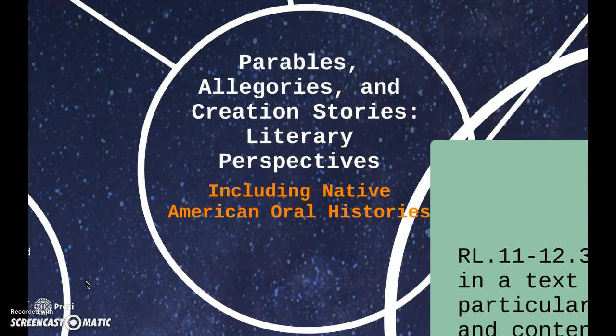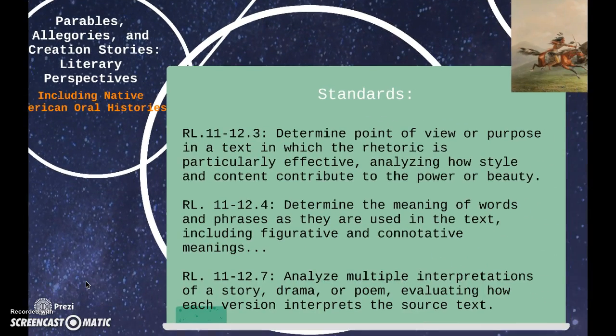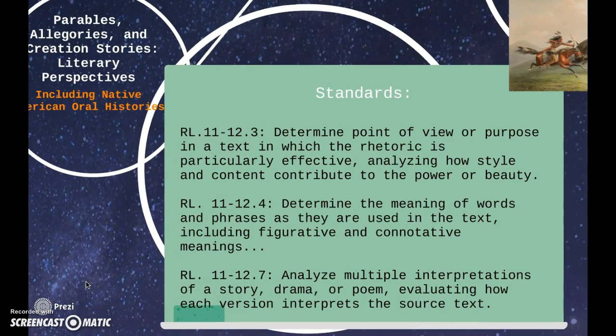So I'm going to give a brief overview of what the lesson might look at, and then I'll go into the understanding. So I have here parables, allegories, and creation stories, literary perspectives, including Native American oral histories. My lesson meets the following standards: determining point of view or purpose in a text, determine the meaning of words and phrases as they're used, including figurative and connotative meaning, and analyze multiple interpretations of a story, drama, or poem, evaluating how each version interprets the source text.